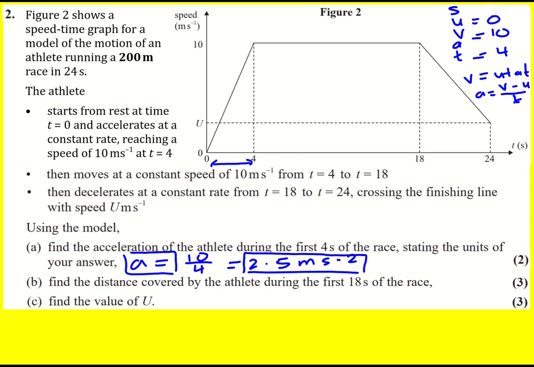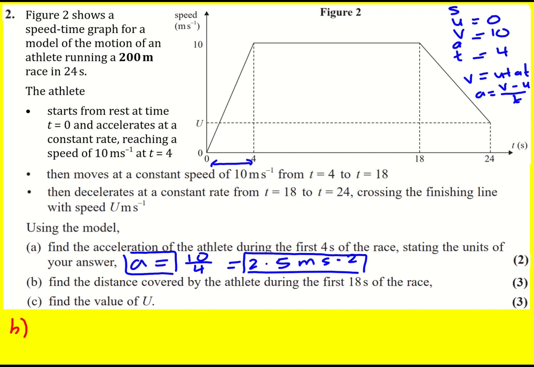Find the distance covered by the athlete during the first 18 seconds of the race. Okay, so that's going to be this area here. I could just have a single trapezium, or I could split it into a triangle and a rectangle. A trapezium will be slightly quicker. I think I'll go for it both ways.